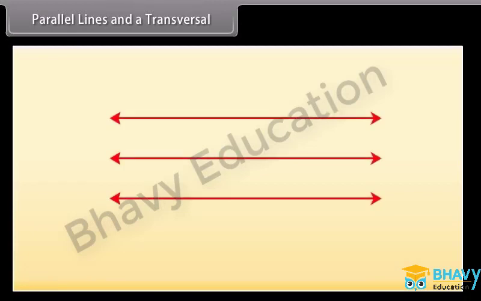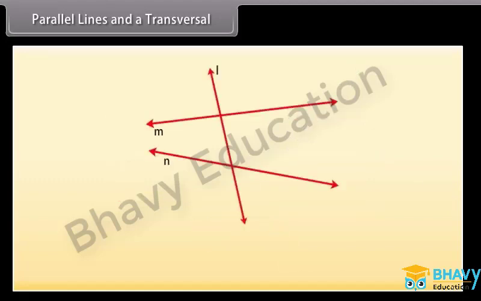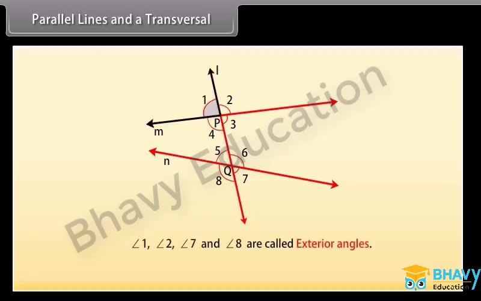Parallel lines and a transversal. Friends, we have studied that a line which intersects two or more lines at distinct points is called a transversal. Look at this figure. Here, line L intersects lines M and N at points P and Q respectively. Therefore, line L is a transversal for lines M and N. Observe that four angles are formed at each of the points P and Q. Let us name these angles as angle 1, angle 2, angle 3, angle 4, angle 5, angle 6, angle 7 and angle 8. Angle 1, angle 2, angle 7 and angle 8 are called exterior angles, while angle 3, angle 4, angle 5 and angle 6 are called interior angles.